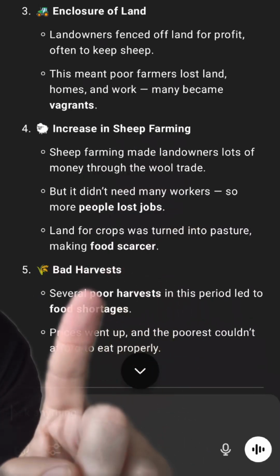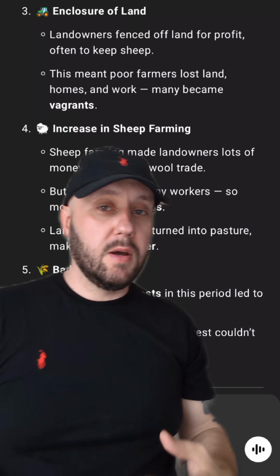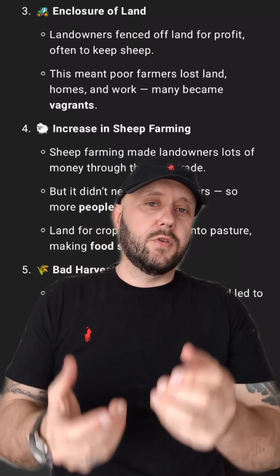Another reason for the increase in poverty was poor harvests. If you've got poor harvests, you have less food. This drives the price of food up.